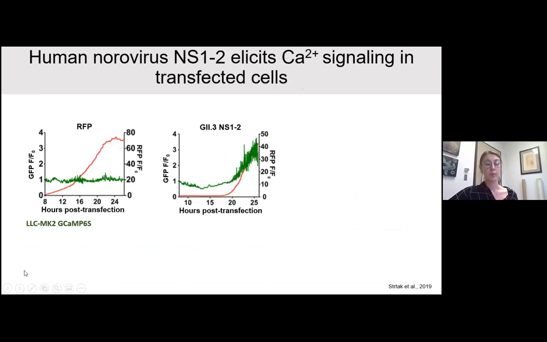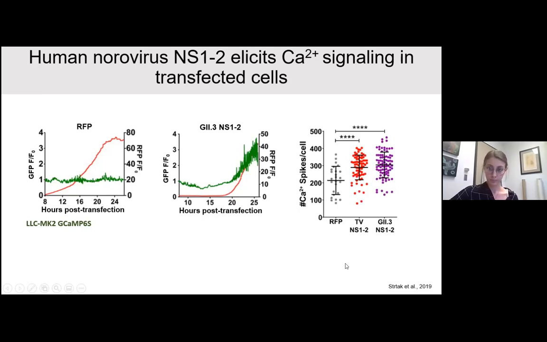As I mentioned, one of the utilities of Tulane virus infection is that we can try to translate our findings to human norovirus. And as I mentioned, human norovirus can infect conventional cell lines, but we can transfect in individual proteins from human norovirus. And here we're again tracking the calcium signals that occur with transfection of the non-structural protein NS12 from human norovirus GII.3, and again seeing that the onset of these signals really coincides with protein expression.